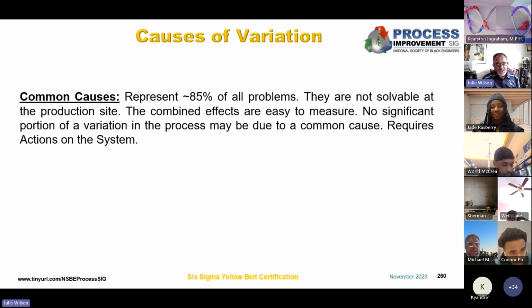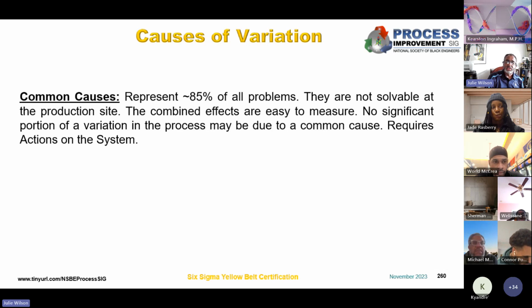Now, there are causes of variation. I mentioned this earlier when we talked about the run chart, and we saw in the time series graphs there were some spikes in the data, and these spikes were what we call special variation. Well, there are 2 types of variation: common cause variation and special cause variation. Common cause variation represents basically like 85% of all problems. They are not solvable right at the point of the process.